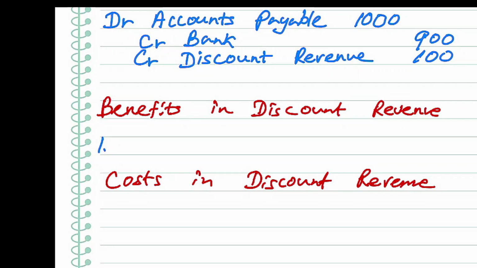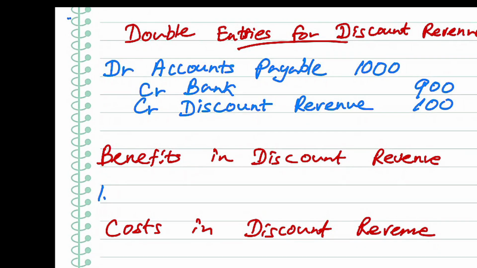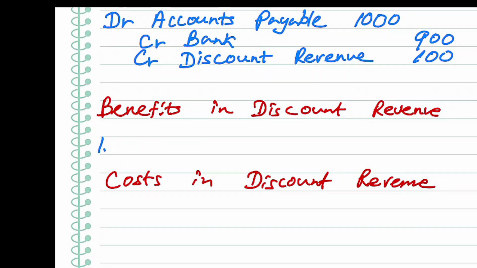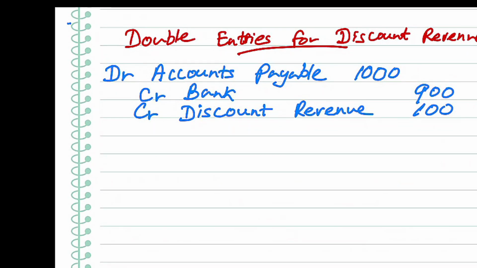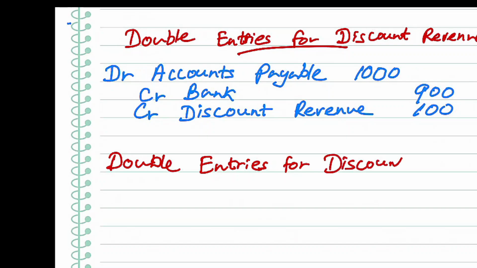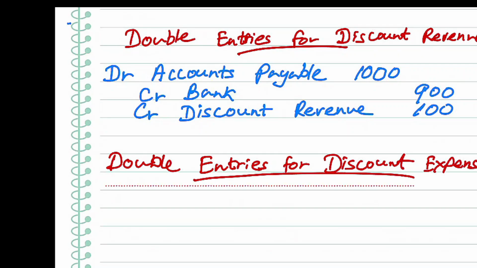Then please take down the next subtopic: double entries for discount expense. Please write.